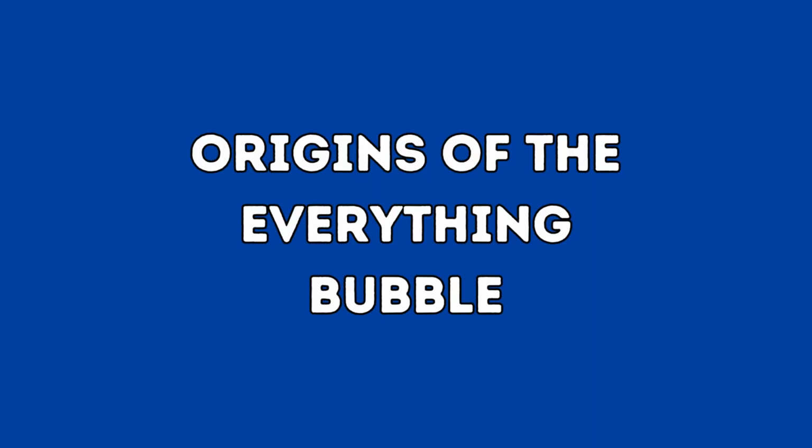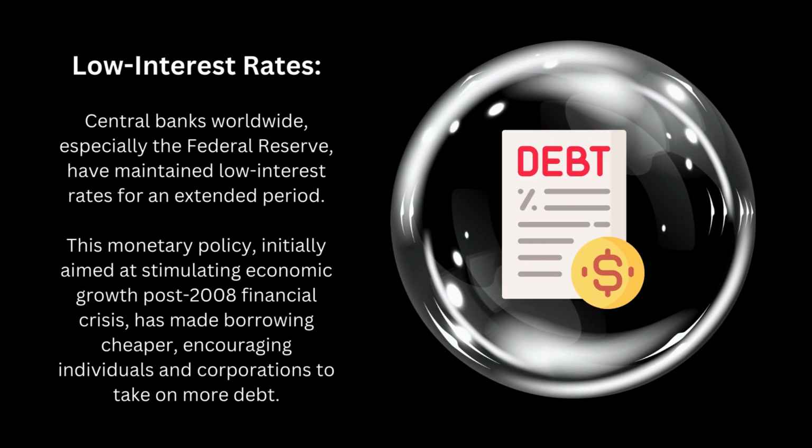Origins of the everything bubble. Low interest rates. Central banks worldwide, especially the Federal Reserve, have maintained low interest rates for an extended period. This monetary policy, initially aimed at stimulating economic growth post-2008 financial crisis, has made borrowing cheaper, encouraging individuals and corporations to take on more debt.